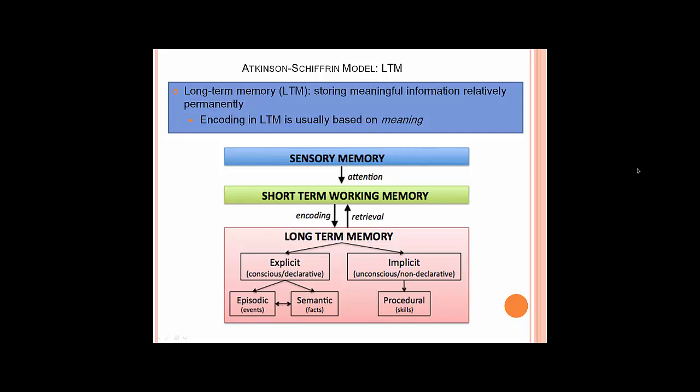Implicit memories are called non-declarative memories. They're unconscious to you. They're procedural memories, like how do you brush your teeth? How do you turn on a light bulb even, or light? They're skills that we don't even think about, but we learned them, and when we learned them, they got transferred to procedural memory. You know it. It's second nature. It is your nature. So we have both explicit and implicit types of memory: conscious and unconscious, declarative, non-declarative.